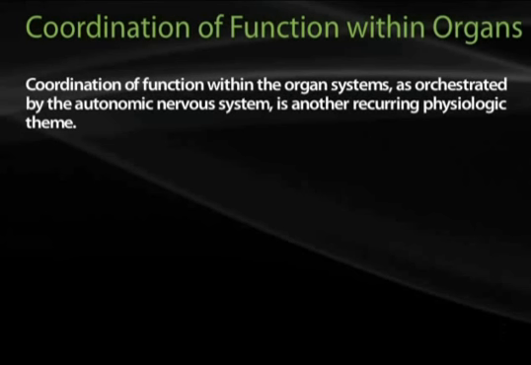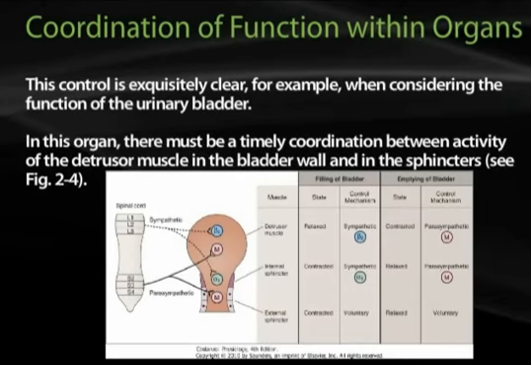Coordination of functions within organs. Coordination of function within the organ systems as orchestrated by the autonomic nervous system is another recurring physiologic theme. This control is exquisitely clear, for example, when considering the function of the urinary bladder. In this organ, there must be a timely coordination between the activity of the detrusor muscle in the bladder wall and in the sphincters. See Figure 2-4.